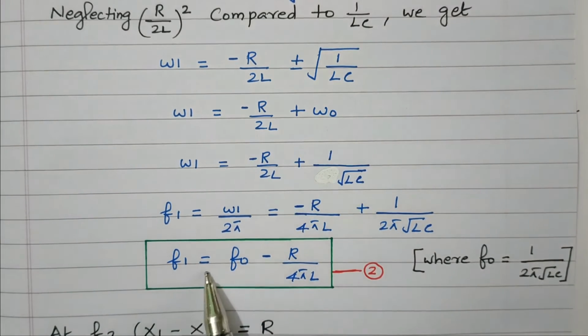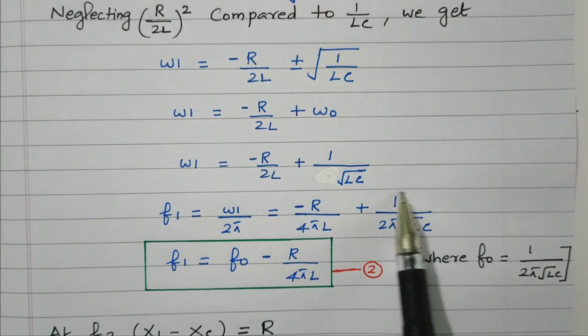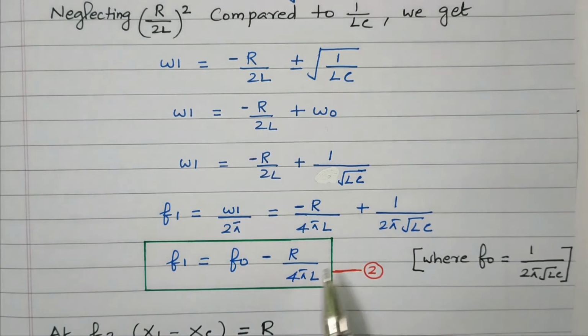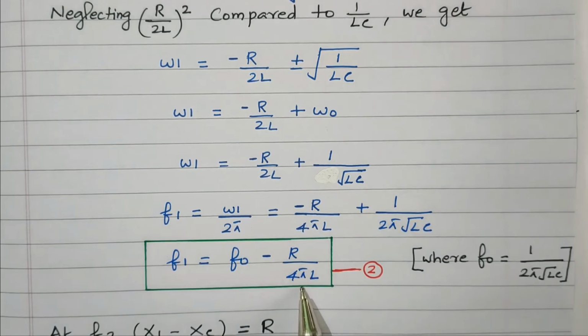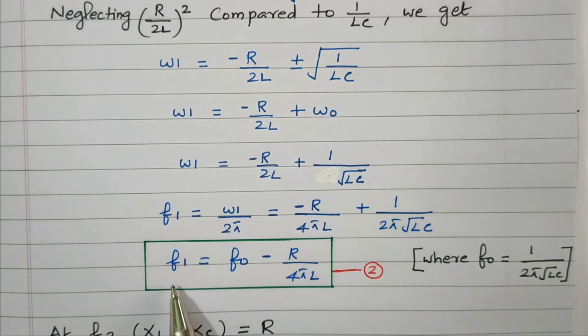Now F1 equals F naught. We take this value as F naught, the resonant frequency, F naught minus R by 4 pi L. F naught equals 1 divided by 2 pi square root of LC. So we got the lower half frequency F1 equals F naught minus R divided by 4 pi L.